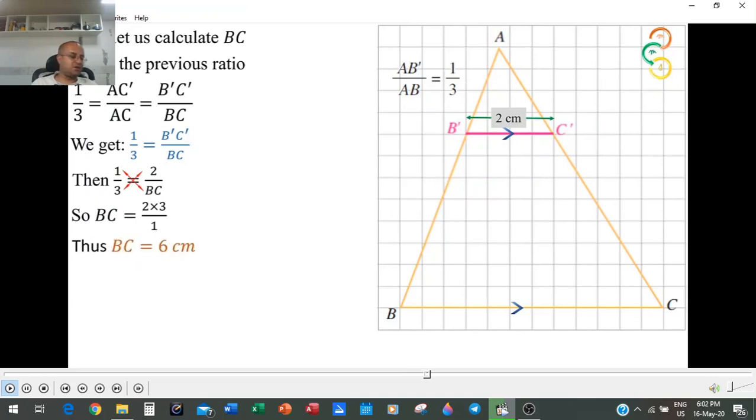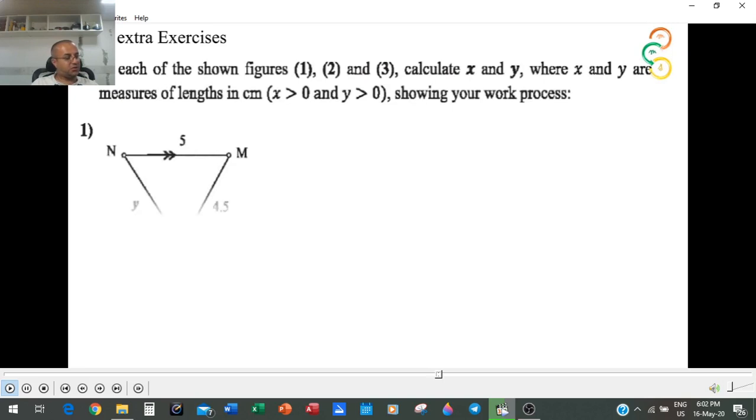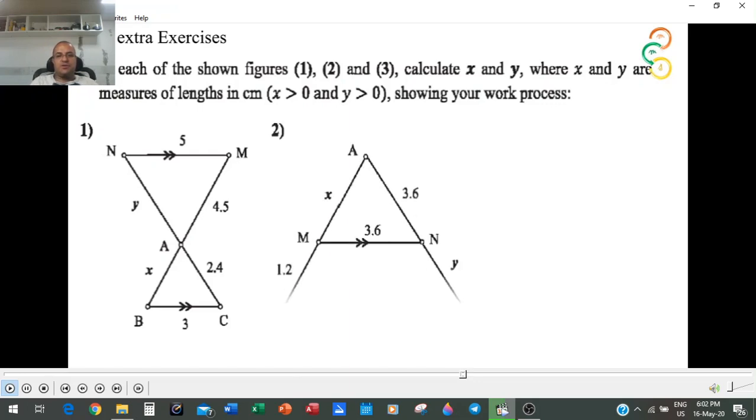This is application 2. Let's take a look at some extra exercises. This exercise is not found in your Ahliya book. It's a supplementary one. In each of the shown figures, figures 1, 2, and 3, we should calculate x and y, where x and y are measures of lengths in centimeters, x greater than 0 and y greater than 0, showing your work process. We should show our work, okay?